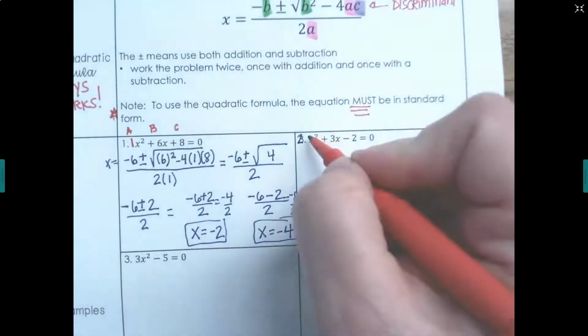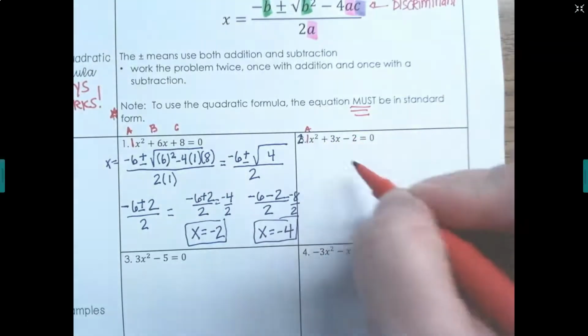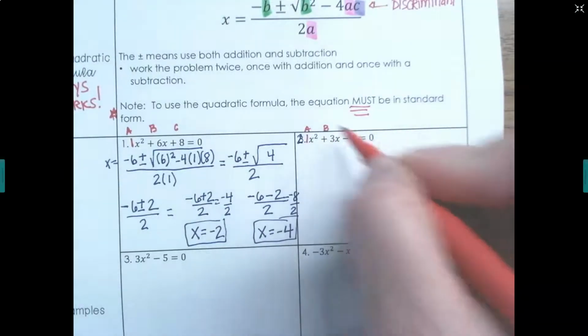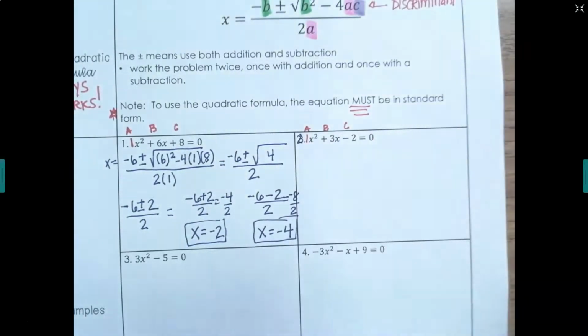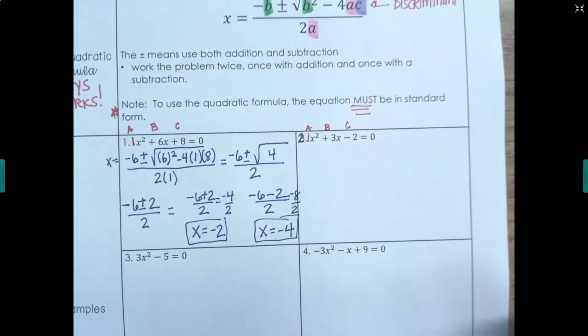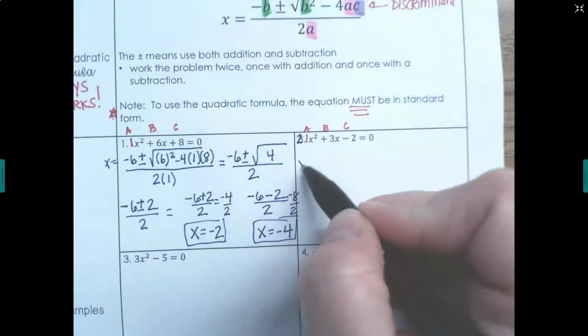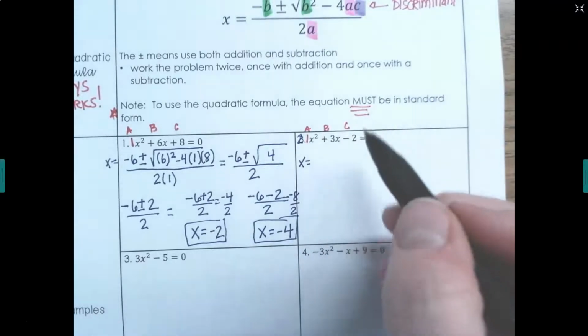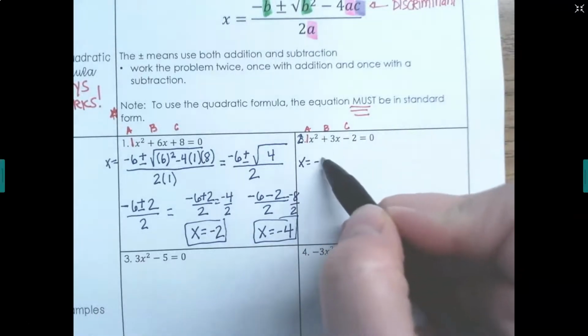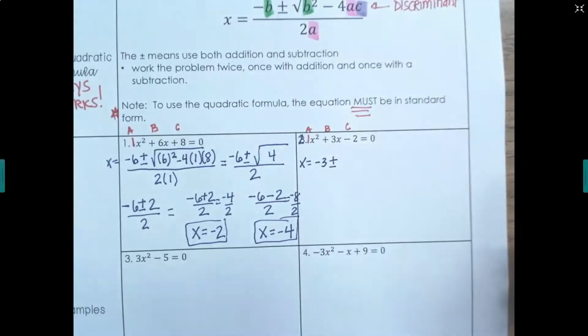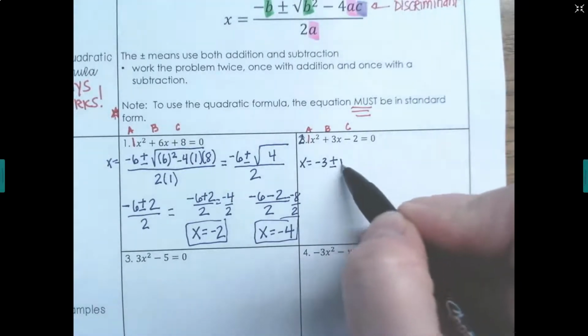Remember our A value, there is 1. B is a positive 3, and C is a negative 2. So we're going to plug it in. So we have x equals, it says negative B. Well, B is a positive 3, so we just make it negative 3. Plus or minus, reminding us we got to do this twice, once with addition, once with subtraction.